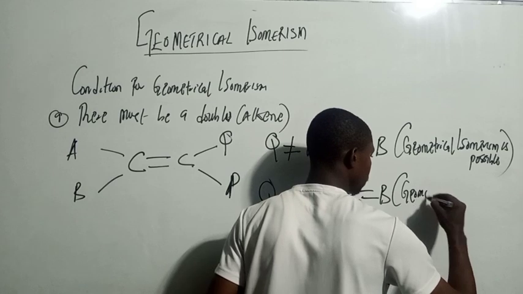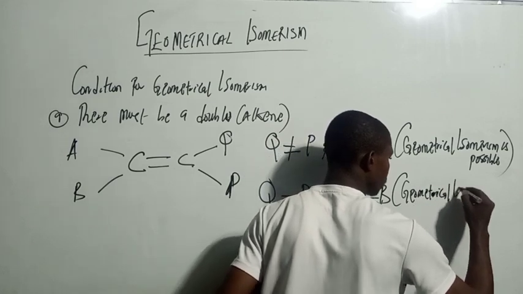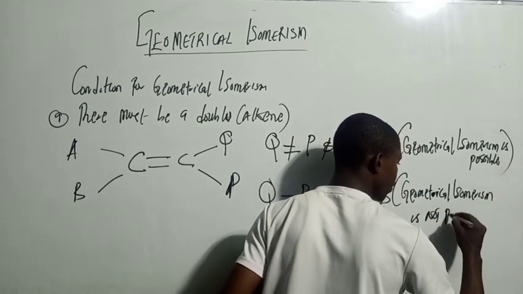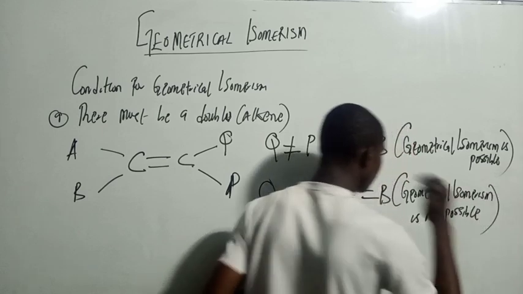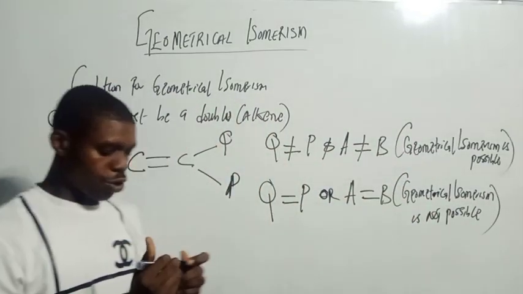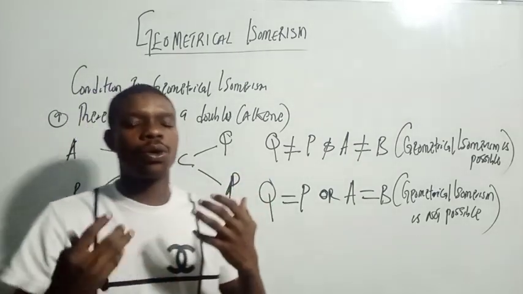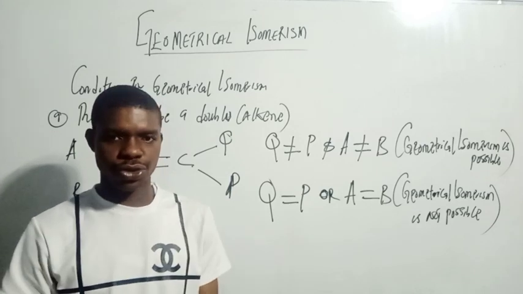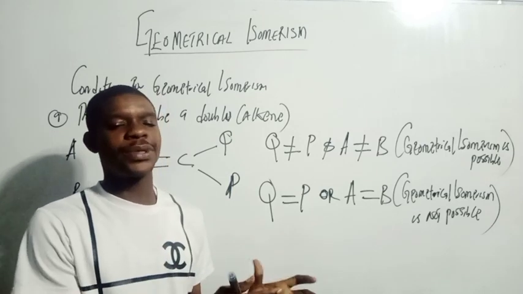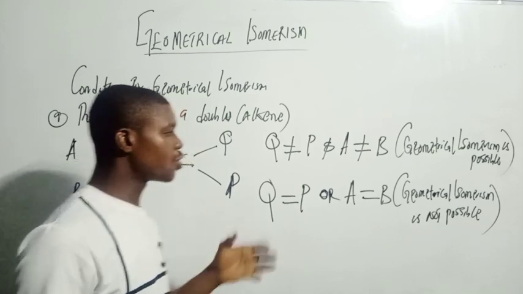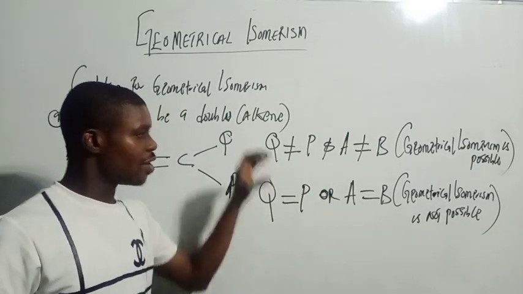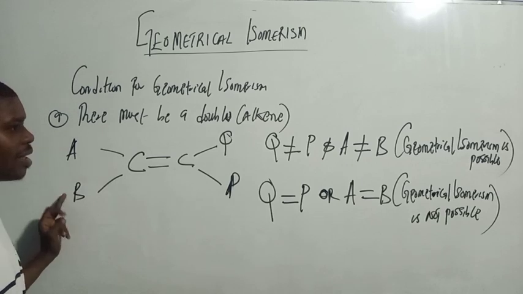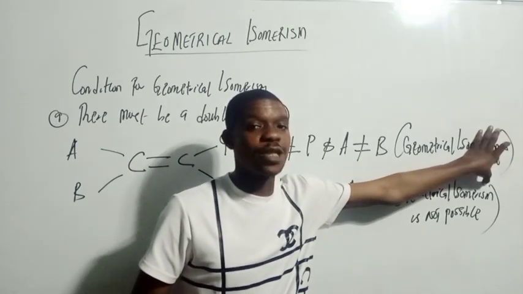Geometrical isomerism is not possible. We are going to look at this in detail so you will get the concept, because in the exam, a group of alkenes will be given to you and they will ask which of these exhibits geometrical isomerism. So these are the conditions here. When Q is not equal to P and A is not equal to B, geometrical isomerism is possible.